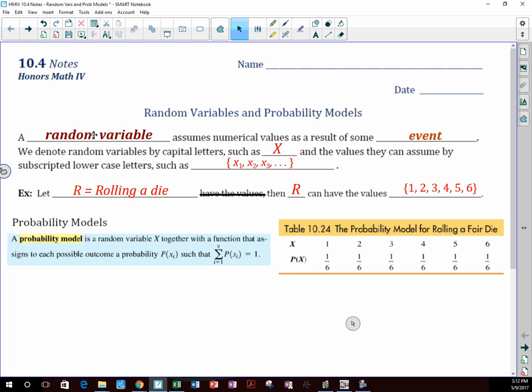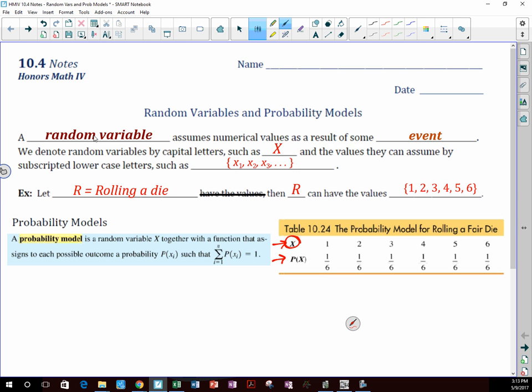So we've talked about this sort of stuff before. We've even had probability models before. We're just giving this the name a random variable. Like I said, we talked about probability models in section 10.1. This is a review of that. Here we have a probability model for the rolling of a die. So you could have these outcomes 1 through 6 with these given probabilities. Notice the capital X, because that is our random variable. I used R earlier on, but you could use either. And then the probability of X is 1/6. It's the same for each of the 6 outcomes.